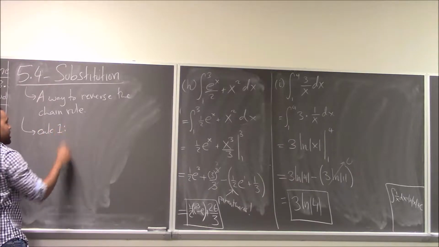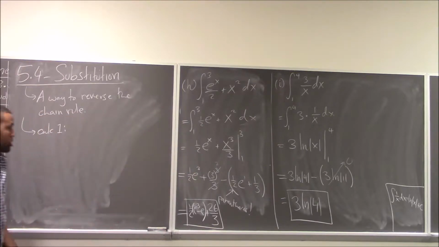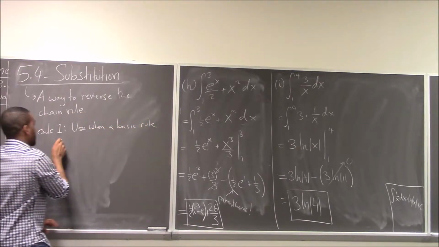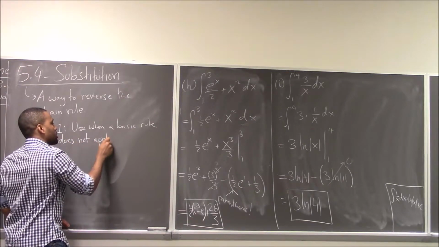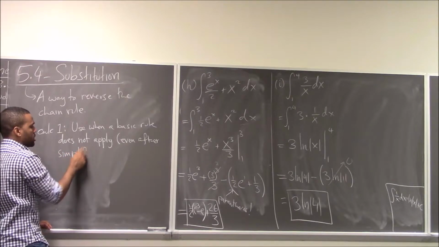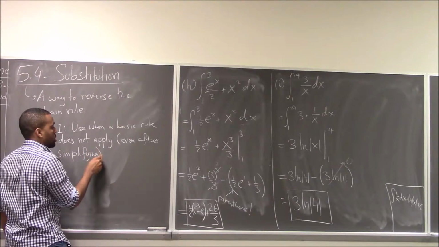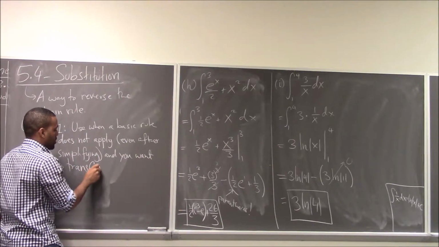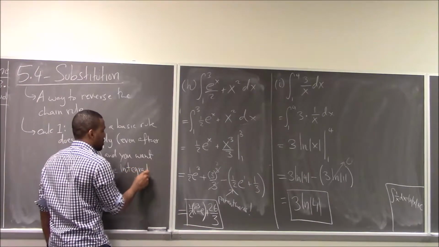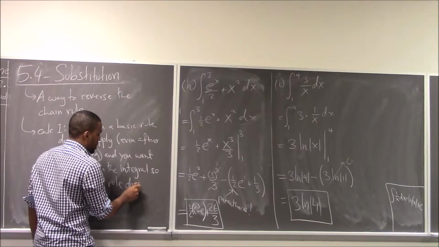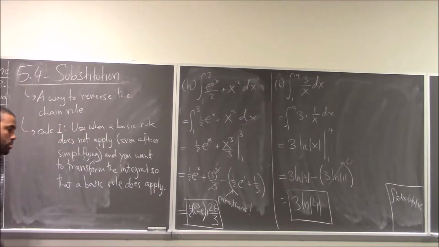So in the Calc 1, because if you don't have things like these, the only other integrals will be ones where you need to use substitution. So you pretty much use this when a basic rule does not apply. So you should always try to simplify first, because the rule might apply if you simplify. And you want to transform the integral so that a basic rule does apply.